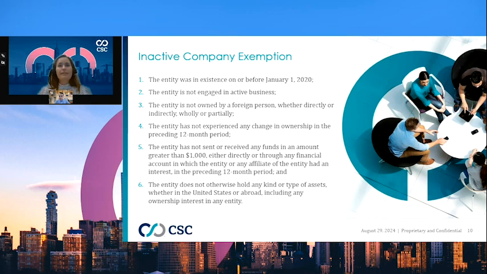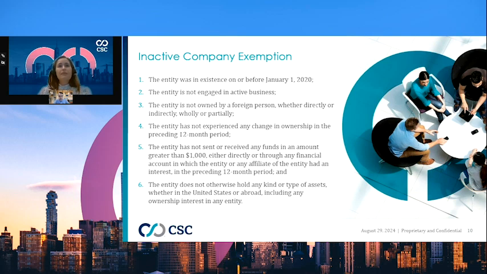Finally, the inactive company exemption. I frankly consider this to be the exemption of last resort. It has 6 elements, all of which must be satisfied for the exemption to apply. In my view, several of these elements contain a bit of uncomfortable ambiguity, and a change in circumstances could very quickly disqualify the entity, thereby requiring an updated BOI report.